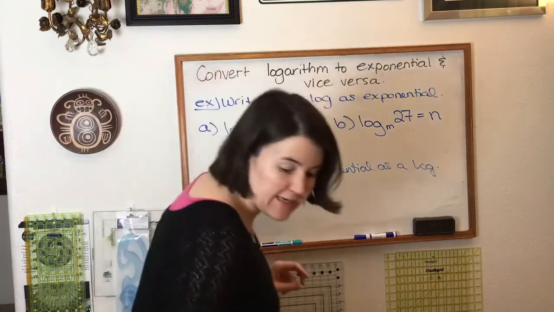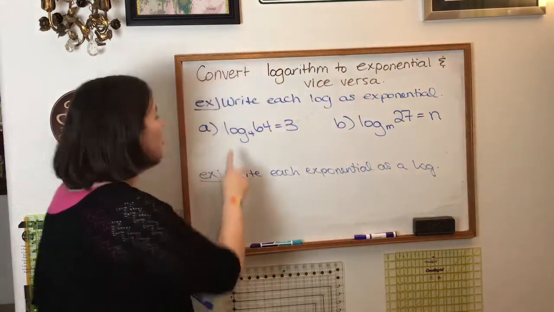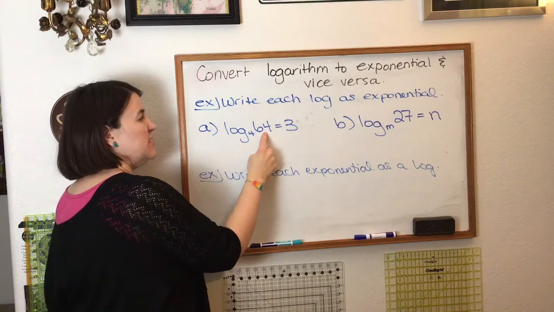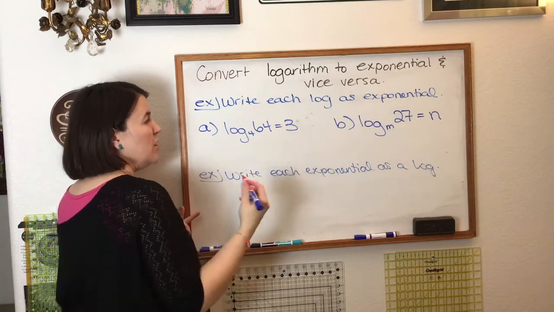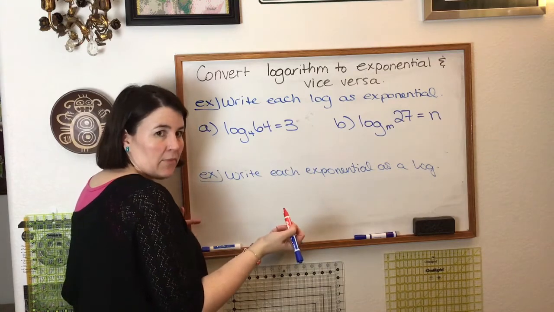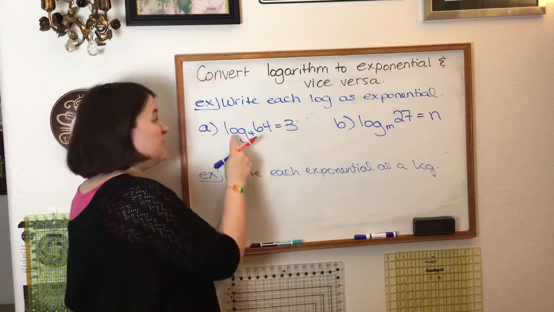So think about when I use the words: log base 4 of 64 is 3. So what is my base? My base is going to be 4 because it's my log base.